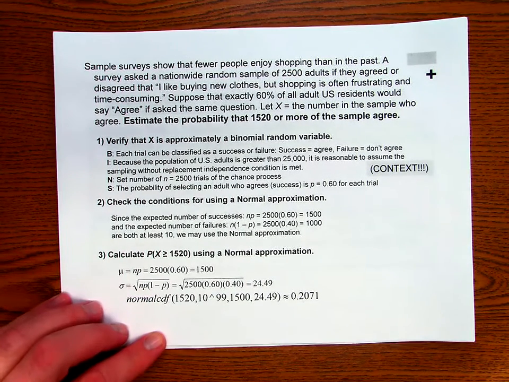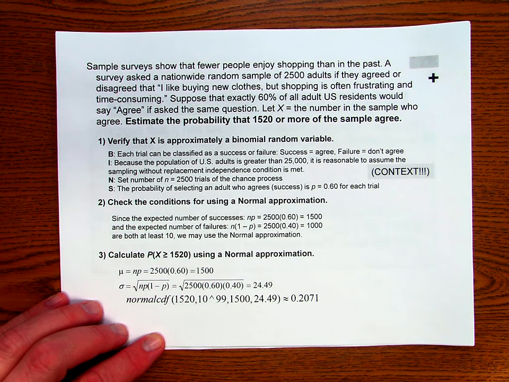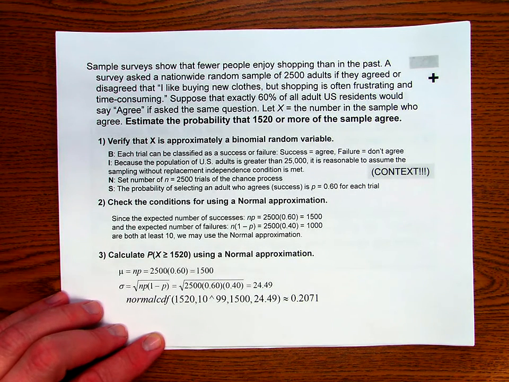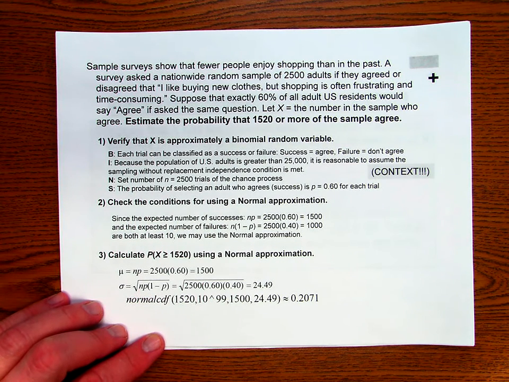So here's an example to tie all that stuff together. Sample surveys show that fewer people enjoy shopping than in the past. A survey asked a nationwide random sample of 2,500 adults if they agreed or disagreed that "I like buying new clothes, but shopping is often frustrating and time-consuming." Suppose that exactly 60% of all adult residents would say agree if asked the same question. Let X equal the number in the sample who agree, and then estimate the probability that 1,520 or more of the sample agree.